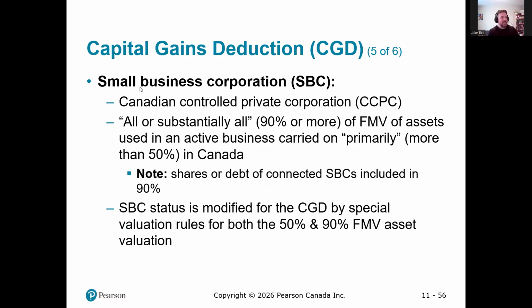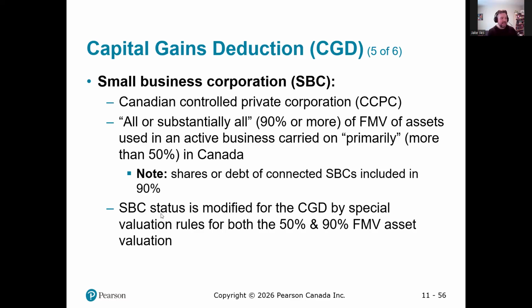This uses the same rules of small business corporation that we discussed for allowable business investment loss. It has to be a Canadian-controlled private corporation. Substantially all of the assets must be used in an active business, and that active business needs to be primarily, over 50%, operated in Canada.